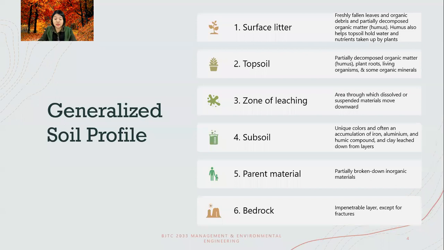This layer usually you will see the color is actually a bit red and brown in color, and then partially is broken down in organic materials. This is for layer number 5, parent materials. Finally is the bedrock. So it's a rock layer.